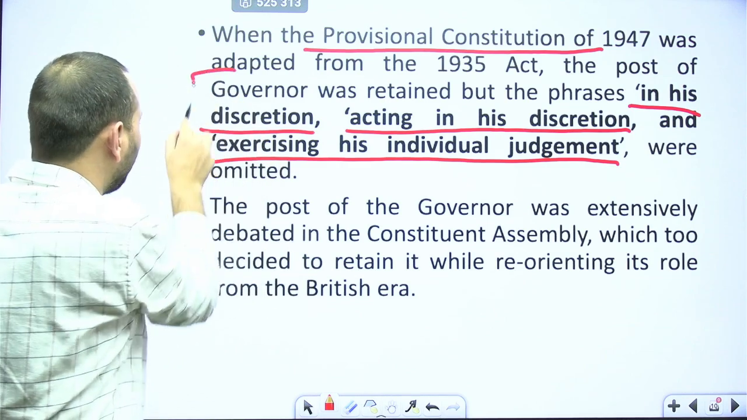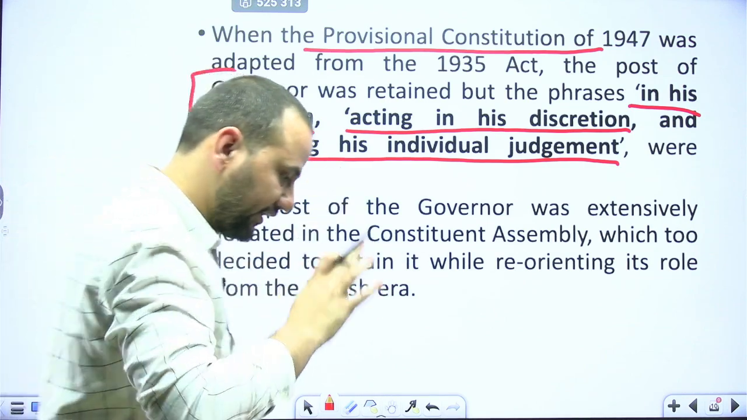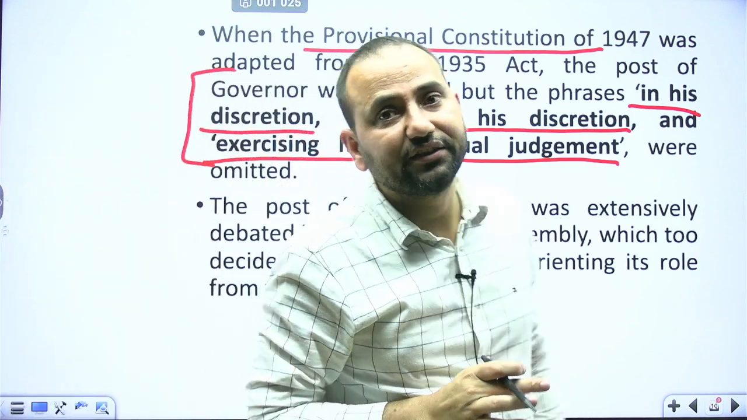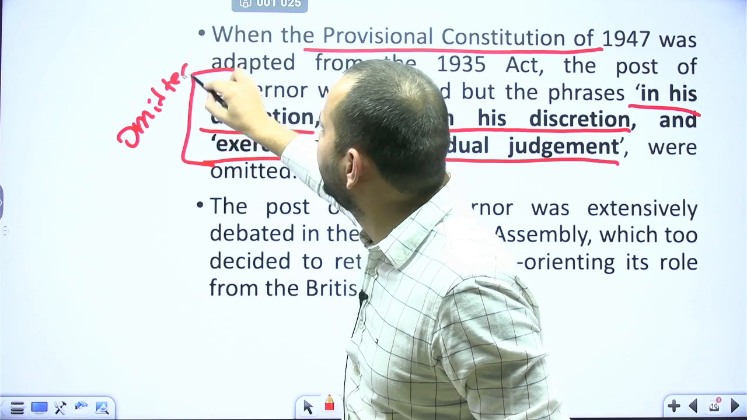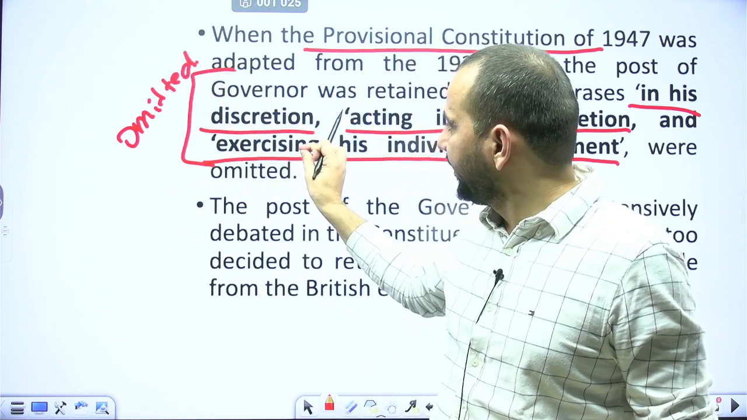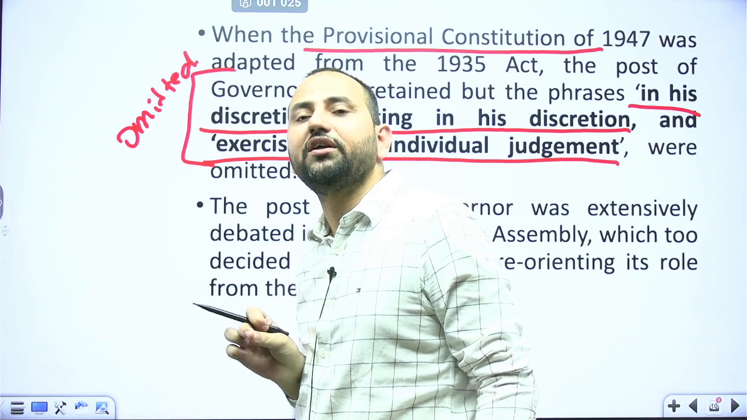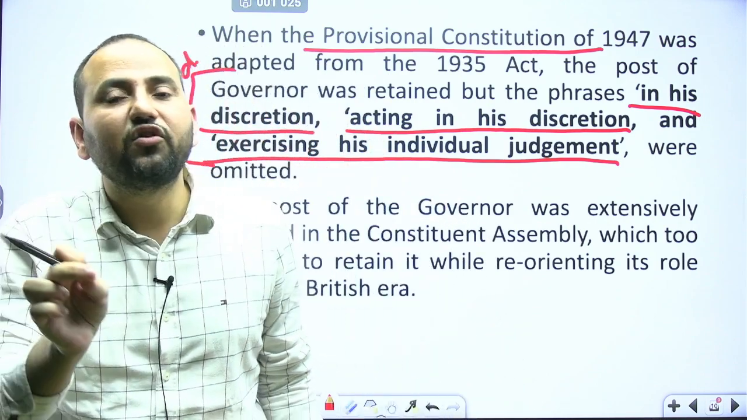This provision which was there in the Government of India Act 1935 was omitted. So when we started using this provincial constitution after independence, we particularly omitted this section on the office of governor. However, the other provisions were there in existence.